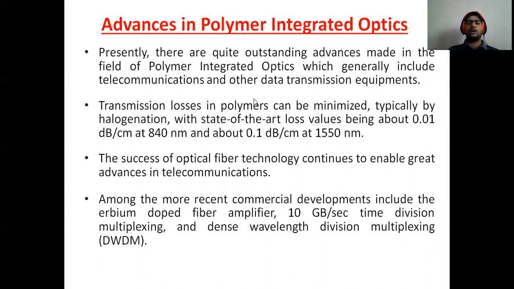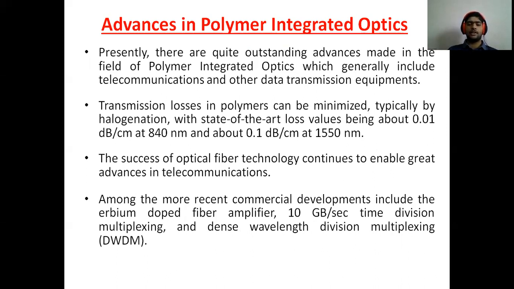Presently, there are quite outstanding advances made in the field of polymer integrated optics, which generally include telecommunications and other data transmission equipment. Transmission losses in polymers can be minimized typically by halogenation, with state-of-the-art loss values being about 0.01 decibel per centimeter at 840 nanometers and about 0.1 decibel per centimeter at 1550 nanometers.